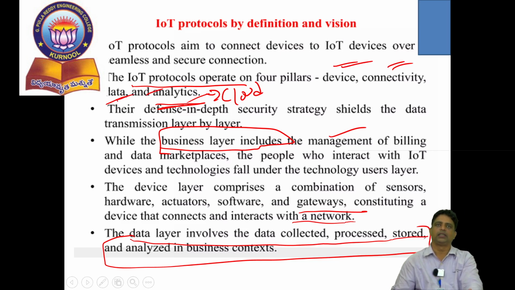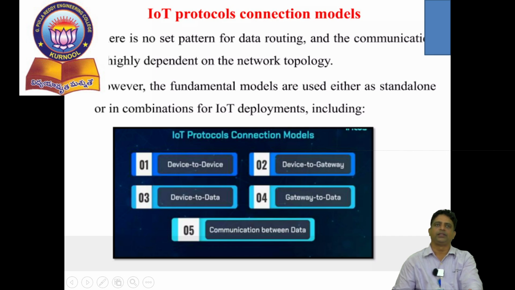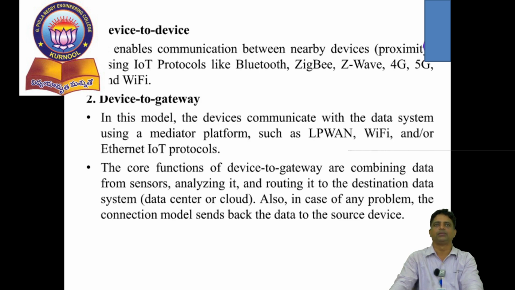Now in continuation to this, if we see the different layers, how they communicate with the different layers of other devices, like we can have a communication between device to device, device to gateway, directly device to the data center, gateway to data center or cloud, or communication between different clouds. So four major styles of information exchange in industrial automation level. So how they are going to be arranged is shown here.